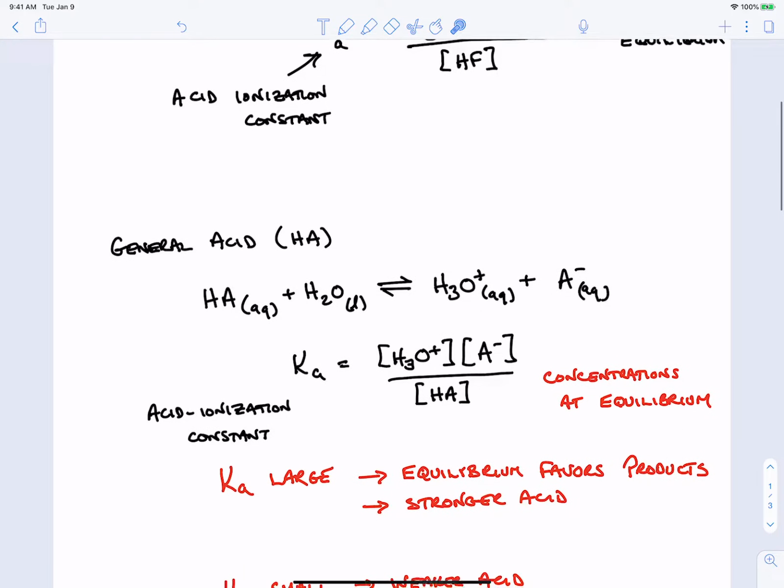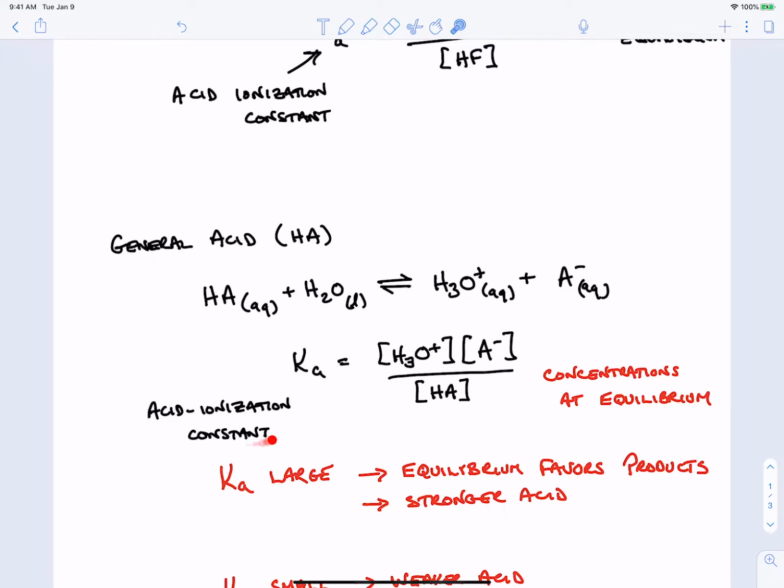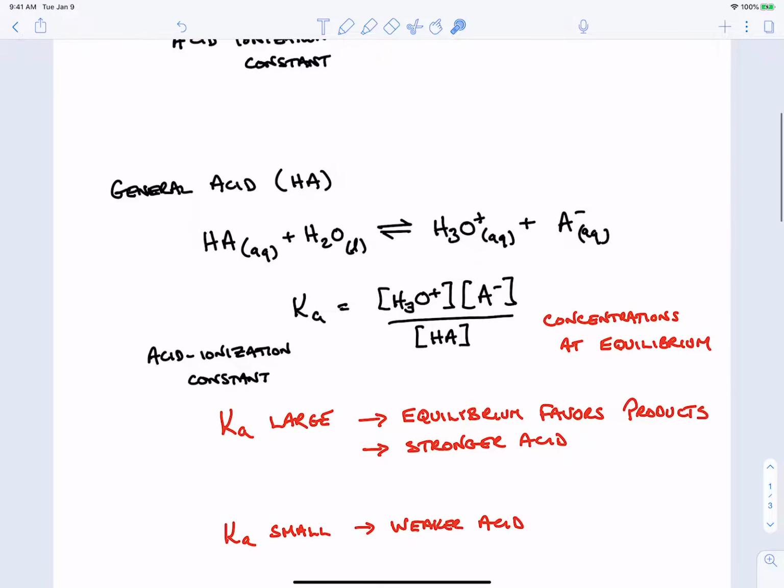And so for a general acid, we can say the acid ionization constant, Ka, is going to equal the concentration of hydronium ion, the concentration of A minus, which of course is the conjugate base of this acid, divided by HA. And so this is for a general acid, so we could add any type of acid that we wanted. And remember, these concentrations are at equilibrium. And so what's the point of this Ka? Well, this Ka is going to give us a great idea about how strong an acid is.